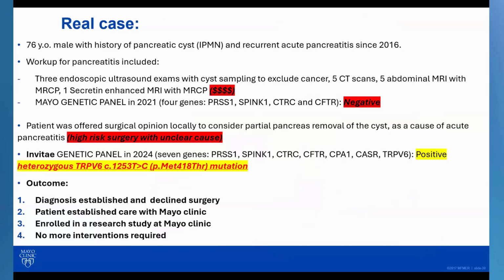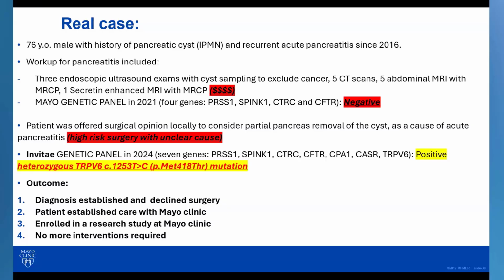I'm going to wrap up with a real case that I had met a while back. This is an individual that I treated for recurrent acute pancreatitis who had multiple tests to identify the cause. He had a pancreatic cyst, and the cyst was thought to be the cause of his acute pancreatitis, and he was offered surgery. Initially he had a genetic panel that was negative, but later on we got another genetic panel that was expanded.